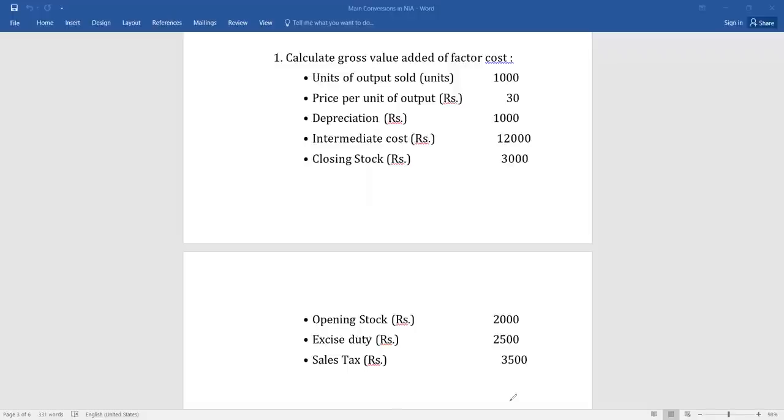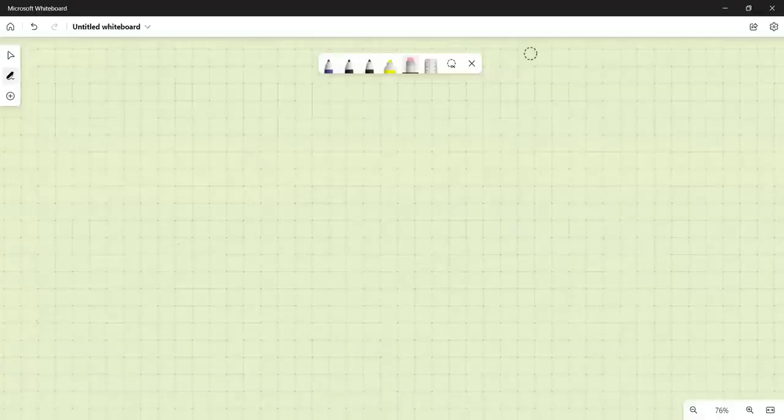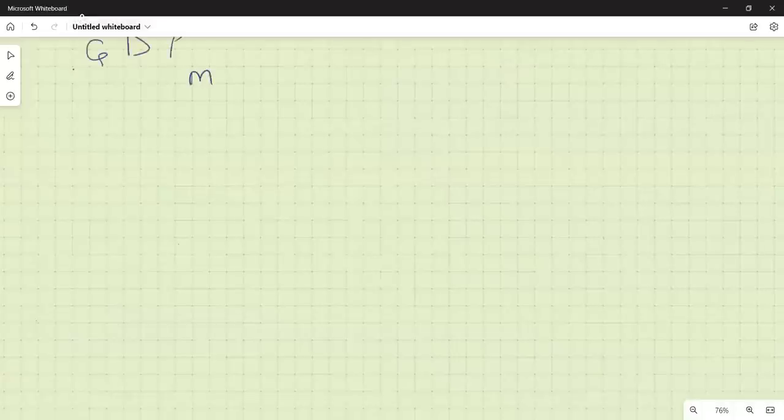Now we learn how to calculate it. So in the numerical, we have been given, I hope all of you can go back and see the numerical if you want to see. Here we are going to solve this. So first of all, we'll write the formula. It's just asking to calculate GVA at FC. But to calculate the GVA at FC also, first of all, we'll have to find out the GDP at MP. We had discussed that if a single firm has been given, in that case the GDP at MP will be equal to GVA at MP, because no other firm has been given.